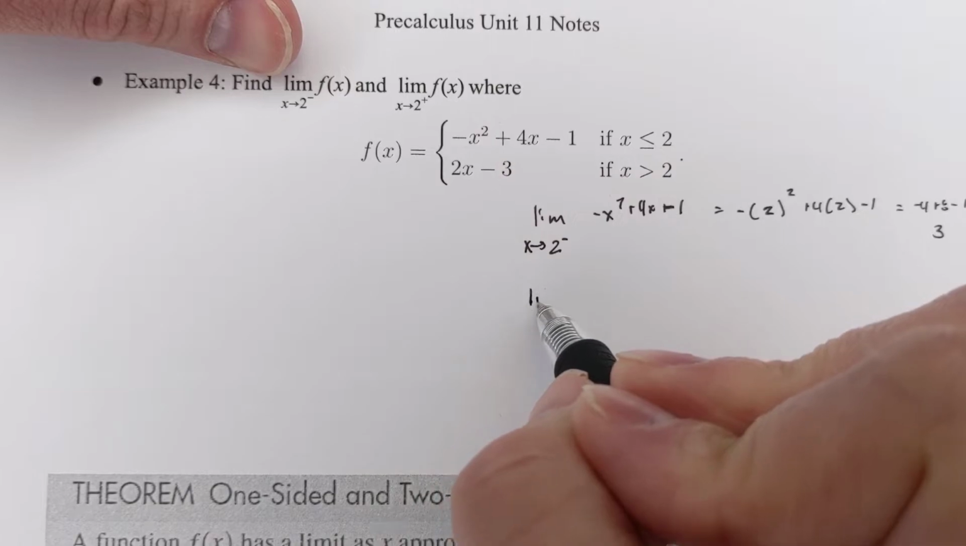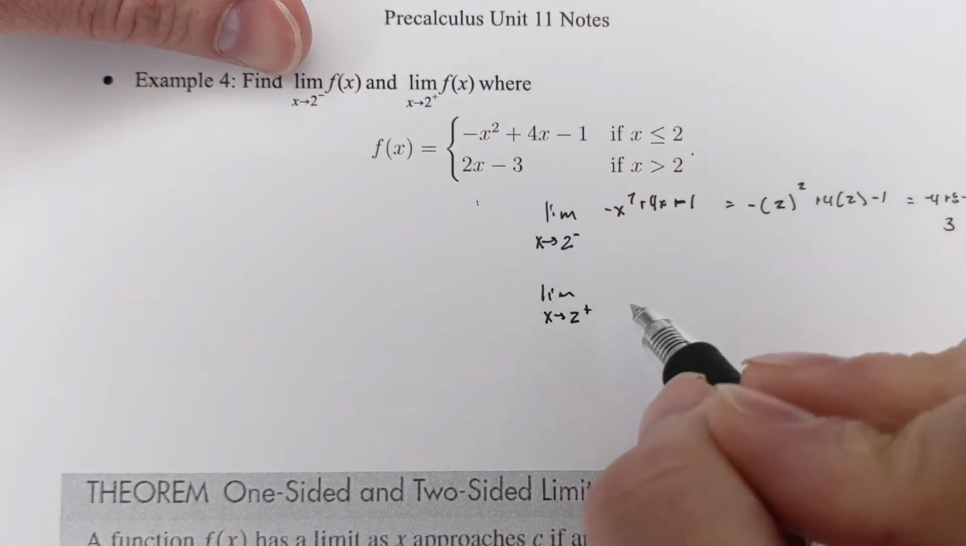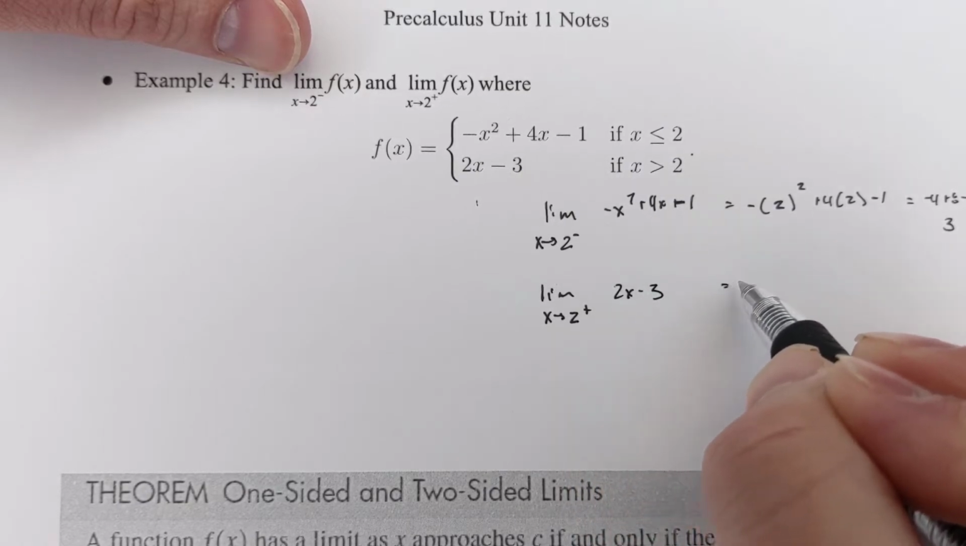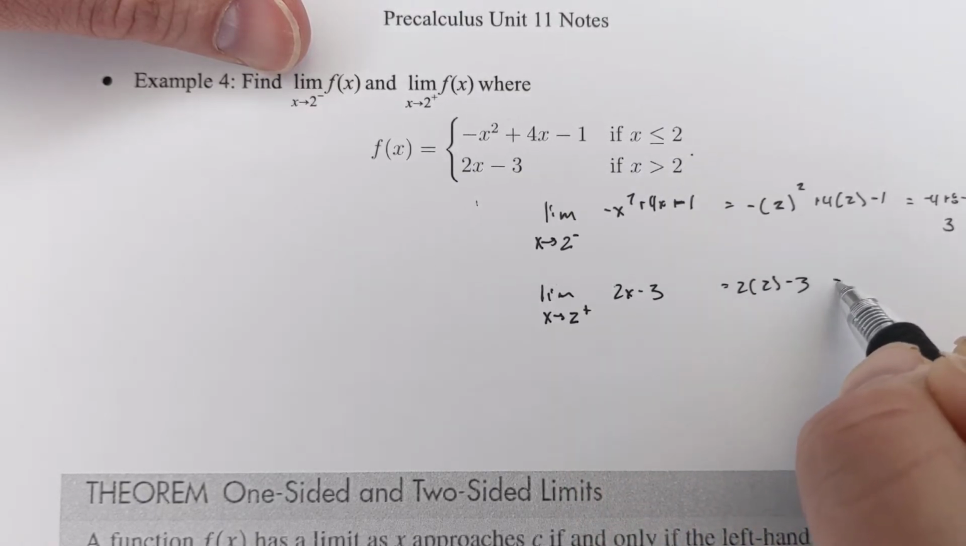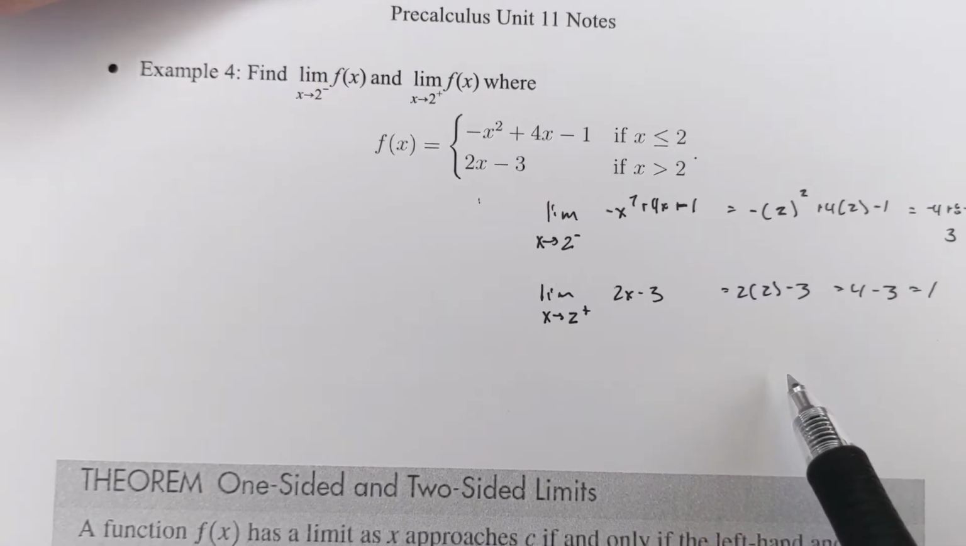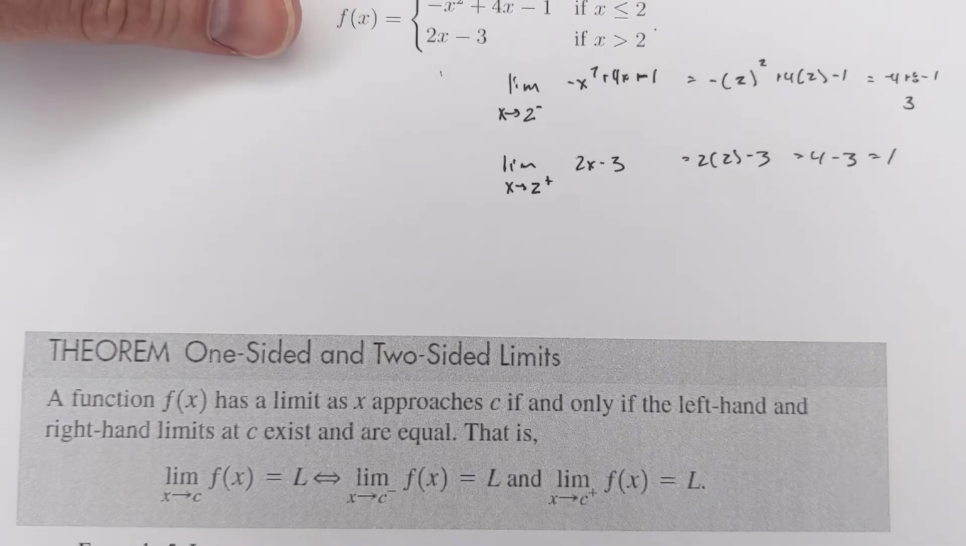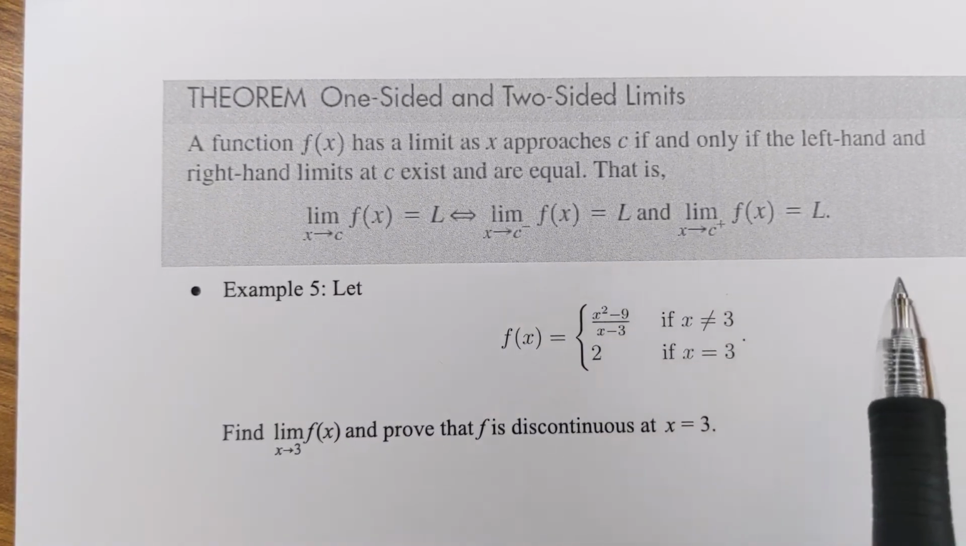Now, if I approach from the right, I have to use the other equation, the one that's good to the right. So that's just 2x minus 3. So that becomes 2 times 2 minus 3, which is 4 minus 3, or 1. So the limits are different on either side, which means these functions don't meet up with each other. This is broken.